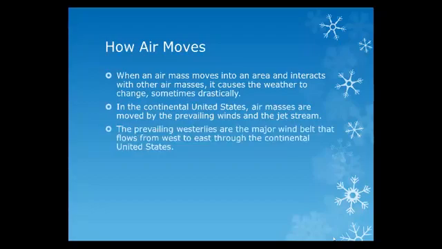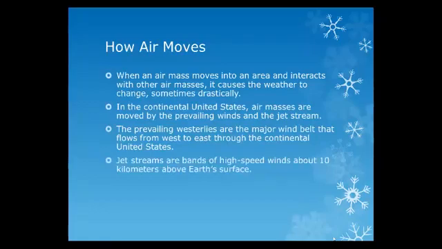The prevailing winds where we live are the westerlies. They are created due to the uneven heating of our planet and Coriolis. So the prevailing winds in the United States move from the west to the east, moving air masses with them from west to the east.